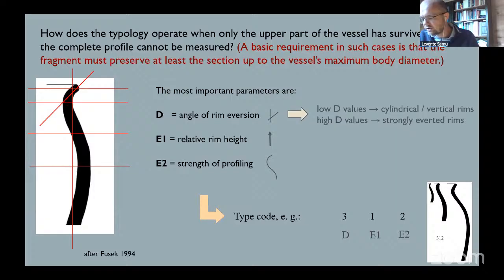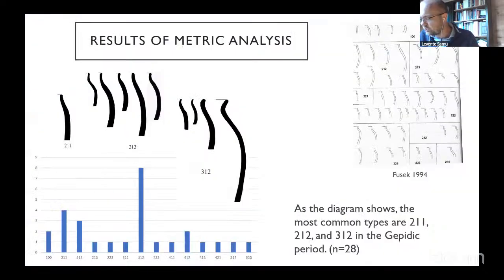The analyzed assemblage is dominated by types 211, 212, and especially 312, which correspond to vessels with vertical to moderately everted rims. Strongly everted and highly open forms occur only sporadically, suggesting that conservative rim morphologies remain dominant within the assemblage. At the same time, the presence of several more profiled and more open vessel types indicates increasing formal variability and morphological development. Overall, the material fits well into the formal spectrum defined by Fusek's typological system and reflects a technologically and morphologically transitional ceramic tradition.